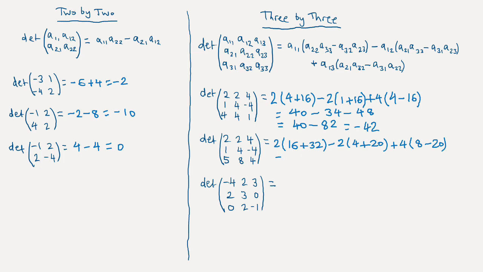Okay, so what do we got? We've got 2 times, actually let's just do this in 1 step, otherwise I'm going to run out of room. We got 2 times 48, so 96. And then we got minus 2 times 24. And then we got 4 times minus 12, so another minus 48. Hey, look at that. We get 0 for the determinant.